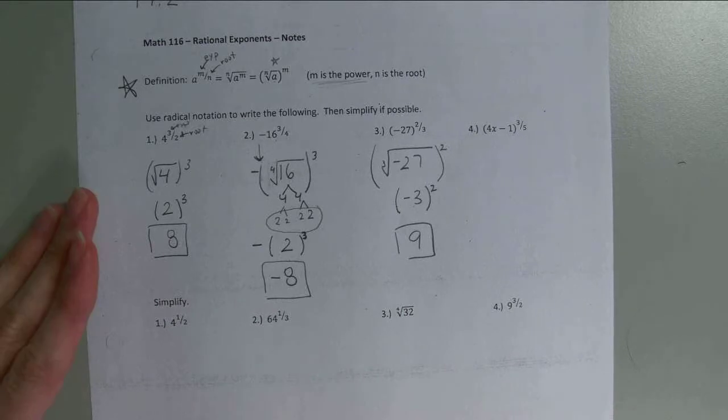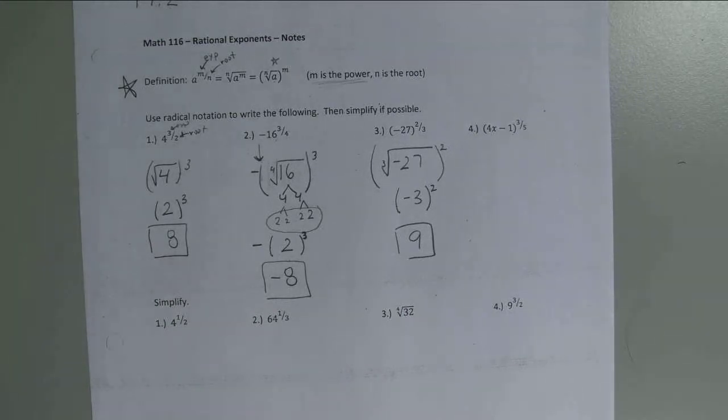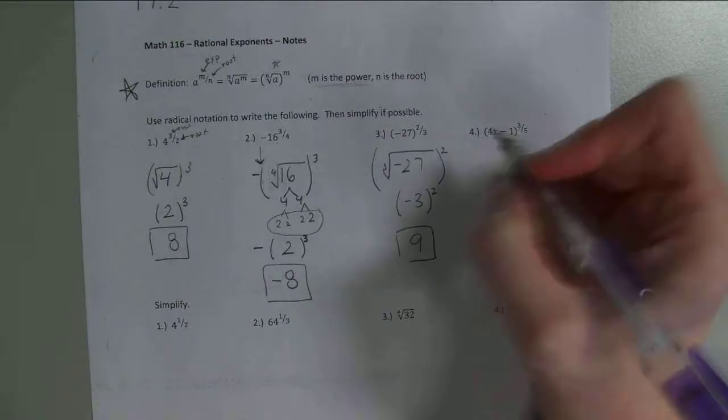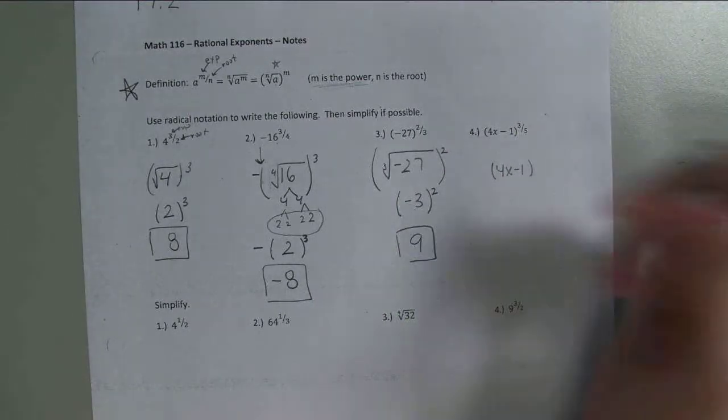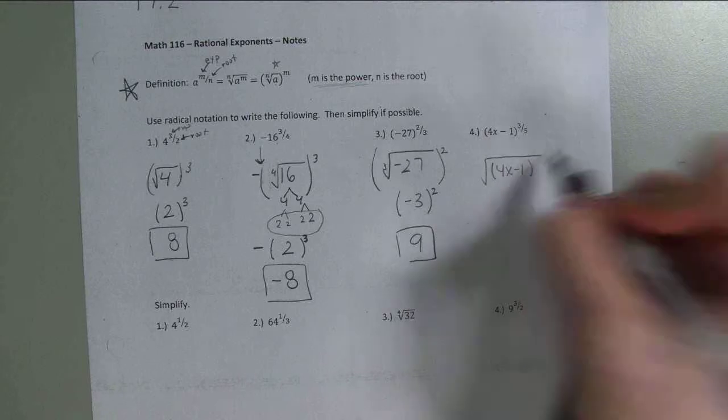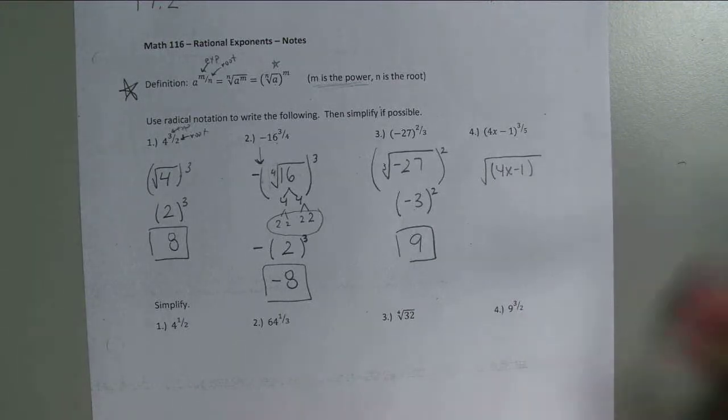Is that all right? Number 4, even though it looks scary, is probably one of the easiest ones, because since there is a variable in there and we don't know what that variable is, there's not a whole lot we can do, okay? So all we can do is write it in the radical notation, but then it's not possible to simplify. We're just done. So 4x minus 1, the whole thing is going to be under the root. What root, though? The 5th root.